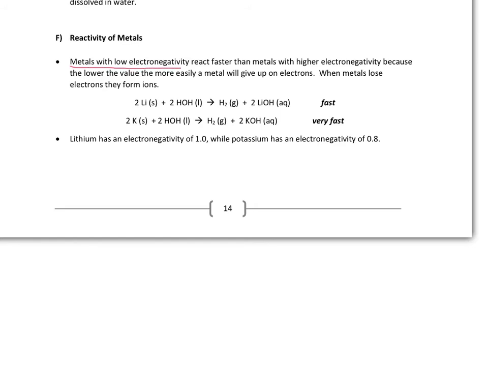Metals with low electronegativity will react faster than metals with a higher electronegativity. And recall that you'll find the electronegativities on your periodic table. This is because the lower the electronegativity, the more easily a metal will give up its electrons. The more easily it gives up its electrons, the faster it will react. If you were to look at the reaction between lithium and potassium, you'll notice that they're both reacting with water, so we can compare the two reactions. Lithium has an electronegativity of 1, where potassium has an electronegativity of 0.8. Since potassium has a lower electronegativity, potassium will react faster.